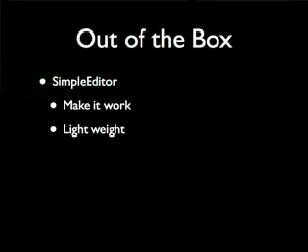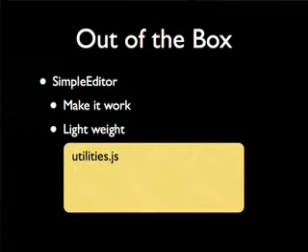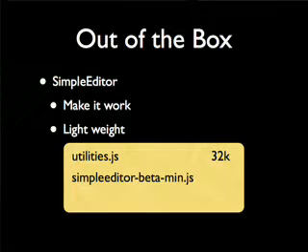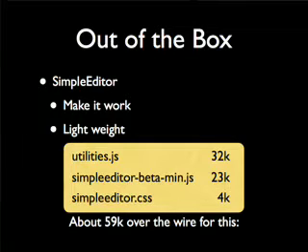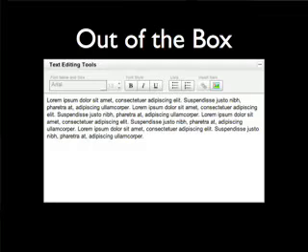Lightweight. Simple Editor is very, very light. By default, it only requires utilities, which over the wire is 32K. Simple Editor on its own over the wire is 23K. You're going to need some CSS to throw on top of that, around 4K. I didn't go in and inspect all the images and everything, but so around 59K over the wire, you get that. Not too bad.